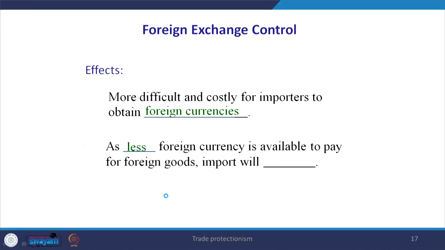So the restrictions are made in order to protect the country through these channels. Therefore, the government controls the exchange rate and the availability of foreign currencies. Foreign currency is one of the channels which facilitates trade as well. It becomes more difficult and costly for importers to obtain foreign currencies, and as less foreign currency is available to pay for foreign goods, imports will be automatically restricted. So, this is one of the major instruments of trade.